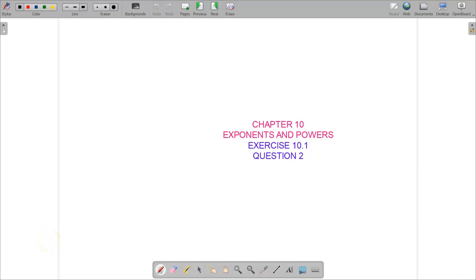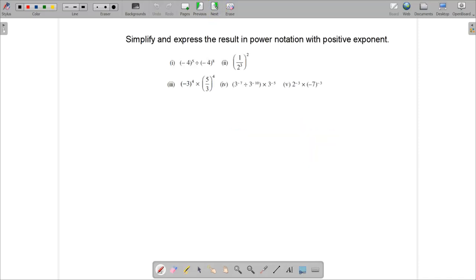Hello students, welcome you all to the video lecture on chapter number 10, Exponents and Powers, exercise 10.1, question number 2. The question is: simplify and express the result in power notation with the positive exponent. So we need to simplify, and the final answer should be in power notation. That is, we should have a base as well as an exponent, and the exponent should be positive. The power should be positive.